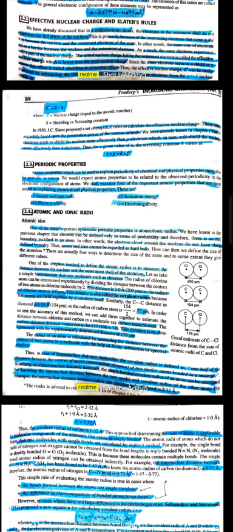Now let's start the periodic properties. Atomic properties, which are used to explain the periodicity of chemical and physical properties, must also be periodic in nature. We would expect atomic properties to be related to the observed periodicity in the electronic configuration of atoms. We shall examine four of the important atomic properties that are most useful in explaining the chemical and physical properties. These are atomic and ionic radii, electron affinity, ionization energy, and electronegativity.